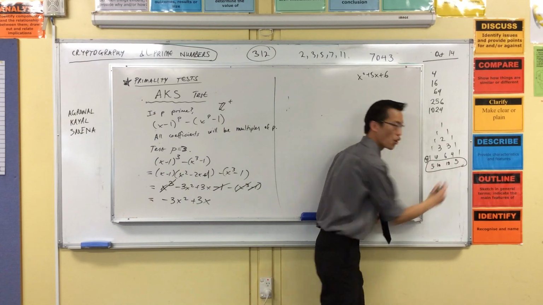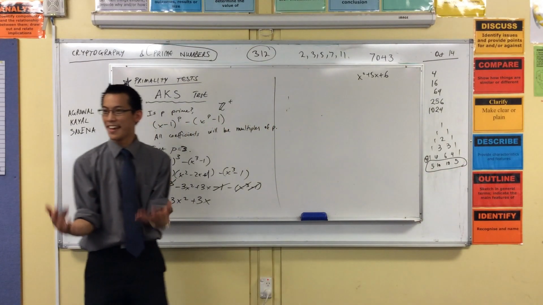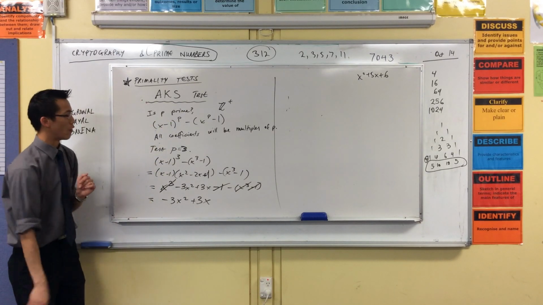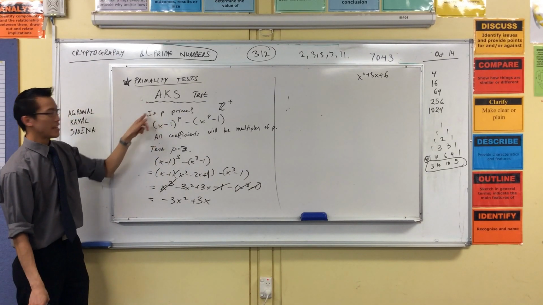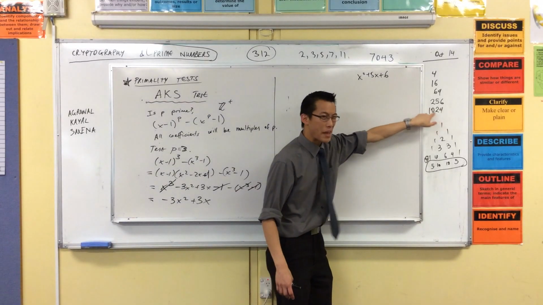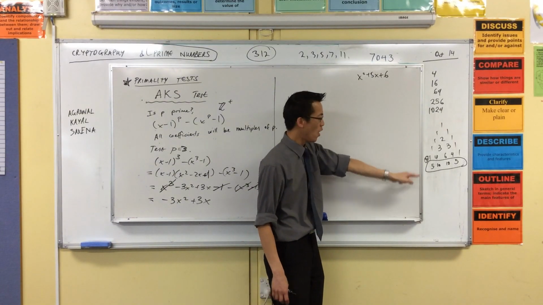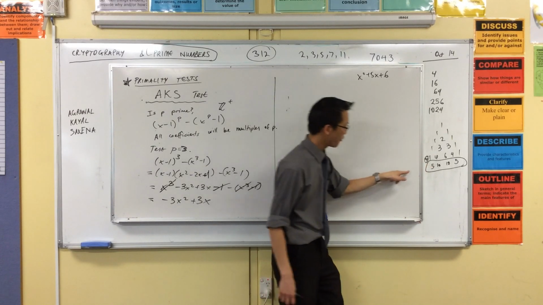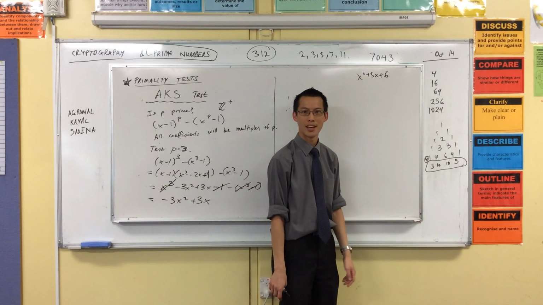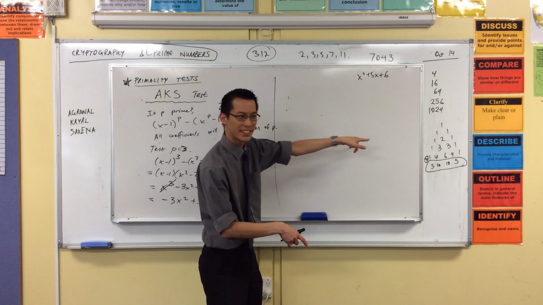So another way of saying the AKS test, rather than going through and thinking of polynomials, is: is p prime? Well, is the pth row of Pascal's triangle full of multiples of p? And if it is, it's prime. Let's just go on a little bit and see what happens.